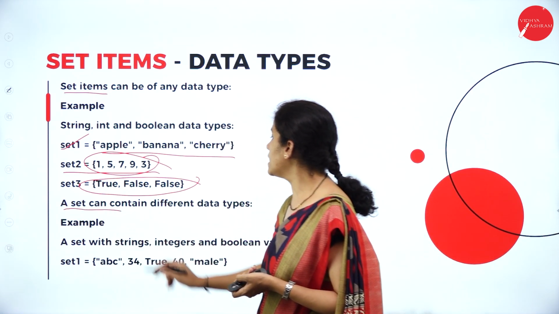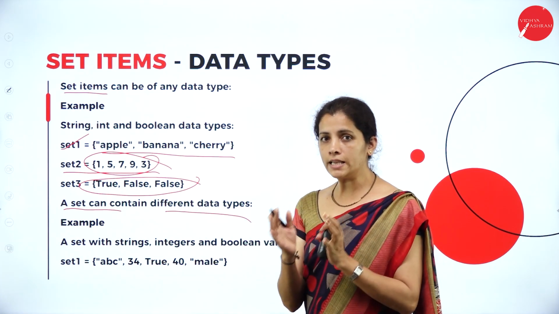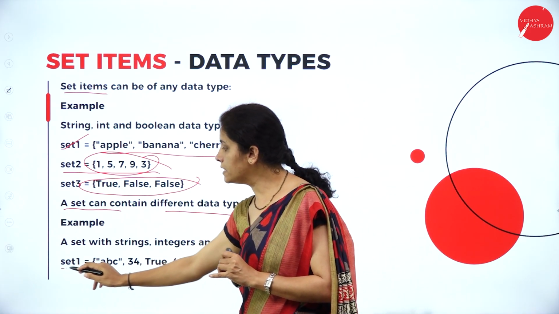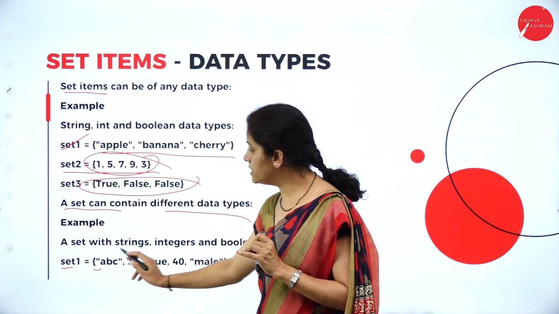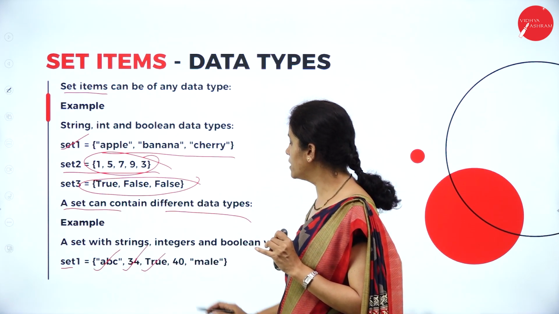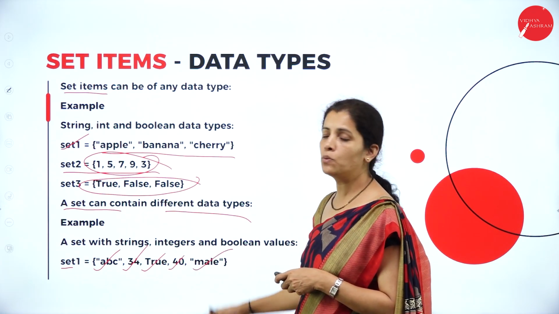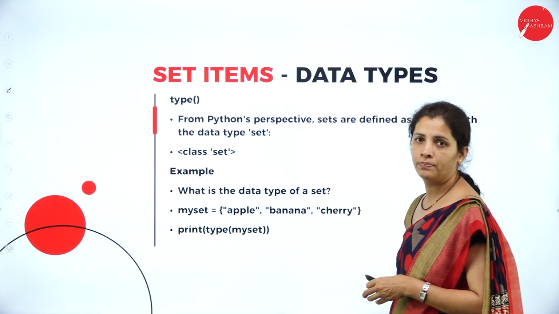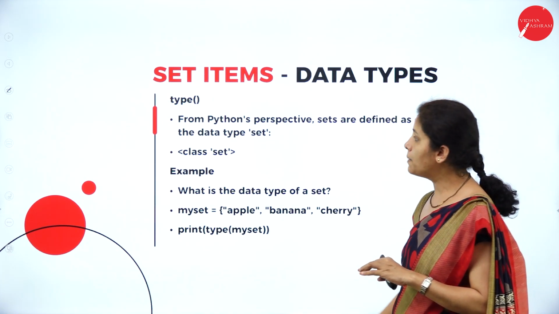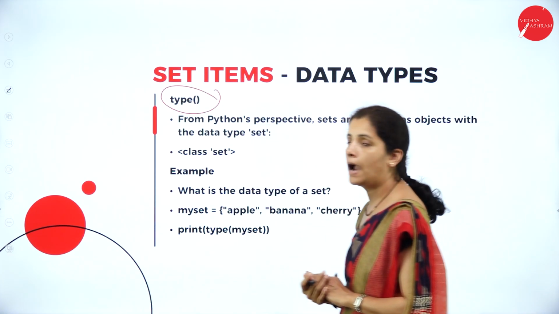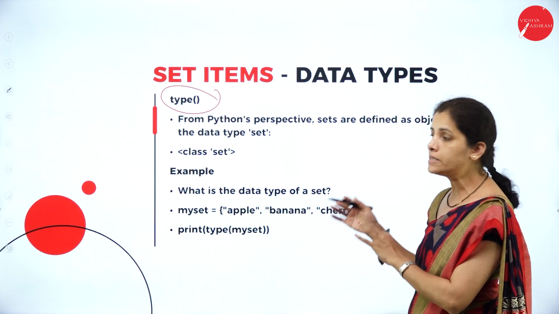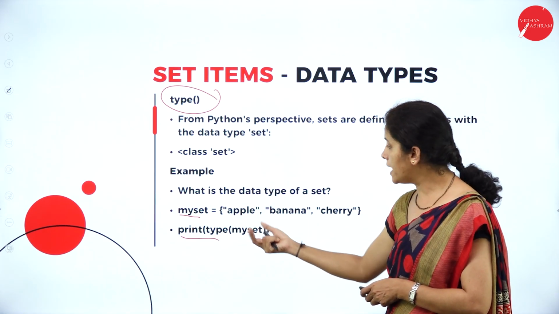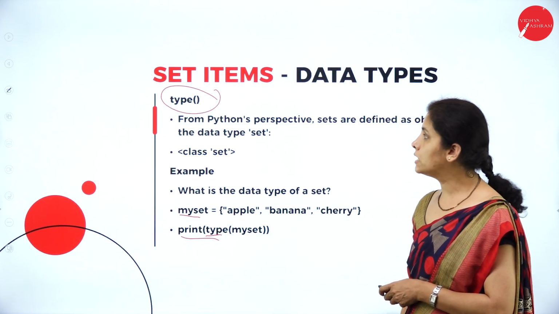Now, a set can contain different data types. In one single set, I can include different data types. For example, think that I have set 1. See, I have a string, an integer, a boolean, another integer, and a string. So in one single set, I can combine multiple data types. To know the type of the set, I'm going to use the method type, and it returns the type of the set. See here, I created my set. To know what kind of set it is, I'm going to use the method called type.